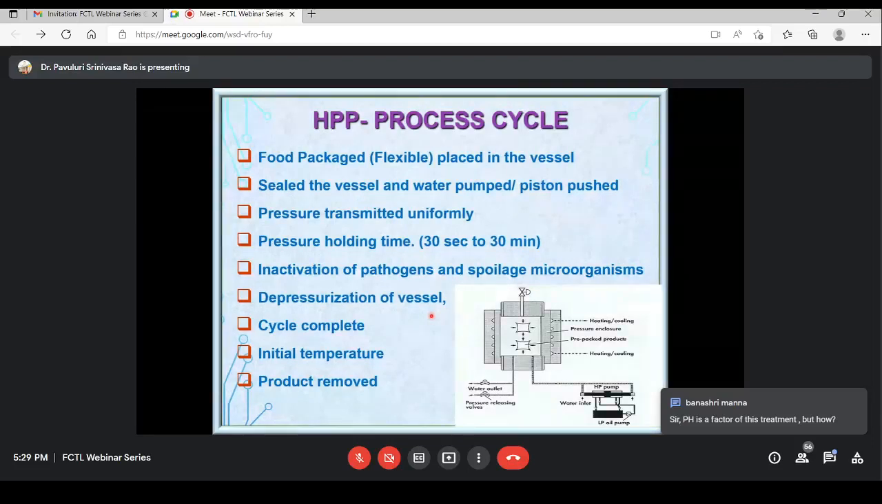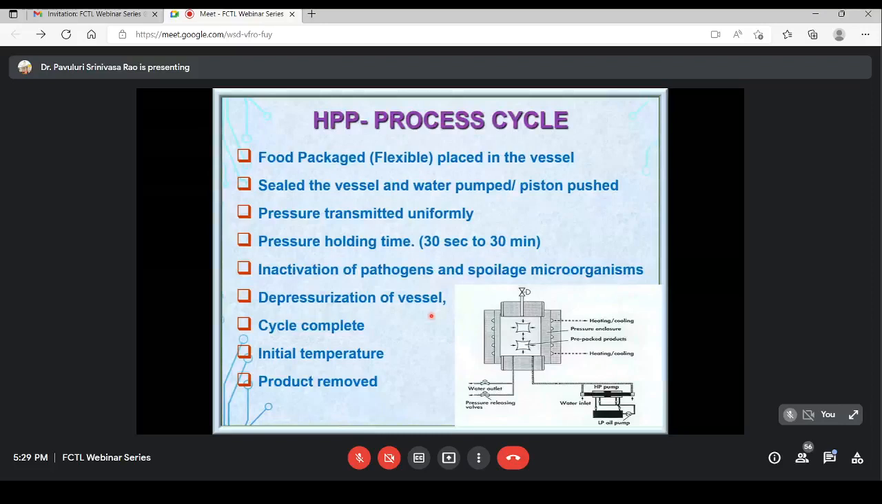Inactivation of pathogens and spoilage microorganisms are the major result of this process. However, sometimes the process is done simply as a pre-treatment for improving either heat transfer or mass transfer or some kind of material infusion. So finally, after completion of this holding period, depressurization is done. Then of course the cycle is complete.